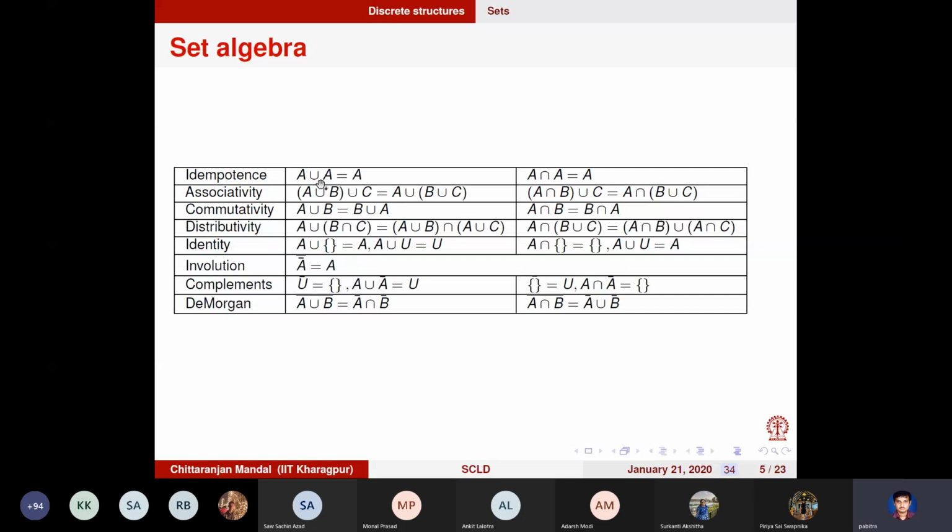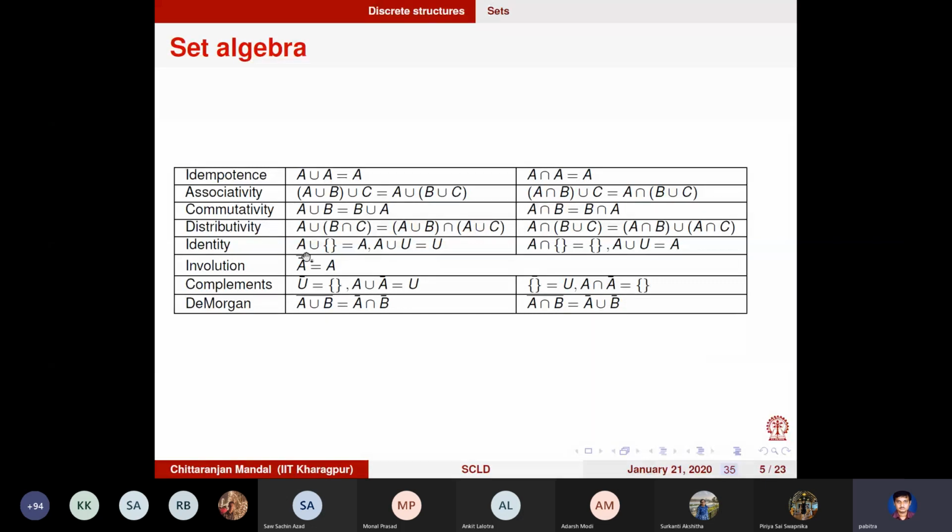If you apply union with itself whatever number of times you want, you still get back A. So in some sense, applying union with itself is kind of useless. It gives you back the same thing. And a similar thing holds for A intersection A also. As many times as you apply the intersection operator with itself, you get back the same thing. Okay, so this is idempotence.